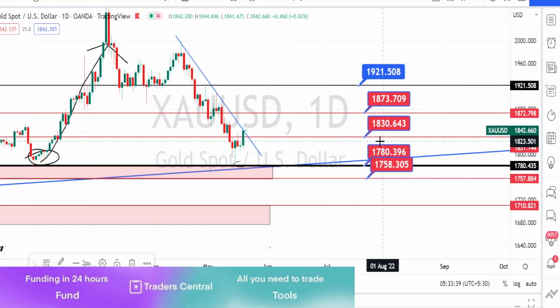Since the price action has broken this support level of 1830, next level of resistance is going to be around 1873. Let us do the analysis in 4 hours time frame and hourly time frame.